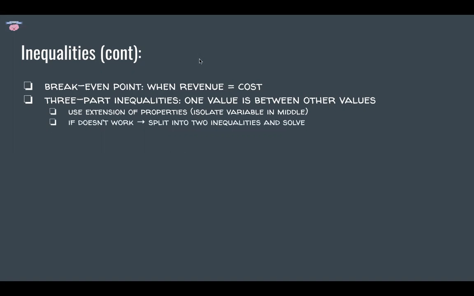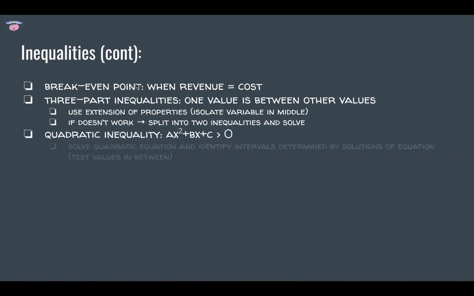If this doesn't work, as in most cases, like -2x is less than 3x plus 5, which is less than 6x minus 3, there's x's everywhere. Then you split into two different inequalities. First, you solve -2x is less than 3x plus 5. And then you solve 3x plus 5 is less than 6x minus 3. To solve a quadratic inequality, you solve the quadratic equation and identify the intervals determined by the solutions of the equation.